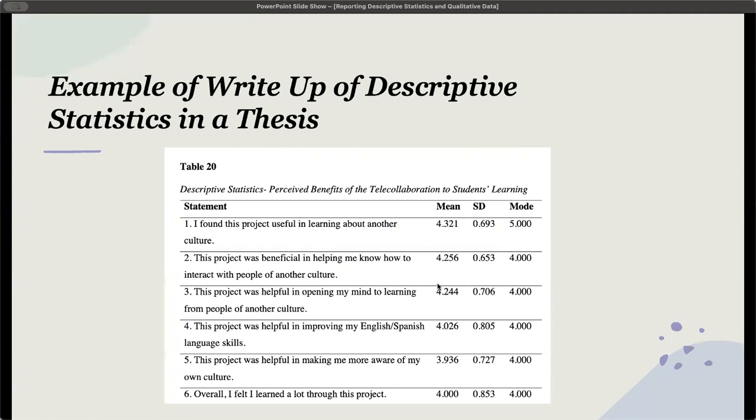Here's the example of the write-up for descriptive statistics. This is done in a table. As you can see, for each of the statements in a Likert scale, we have each of the statements listed along with the mean, standard deviation, and the mode. So we know what the arithmetic mean of the responses was, along with the most frequent response, which is the mode here.